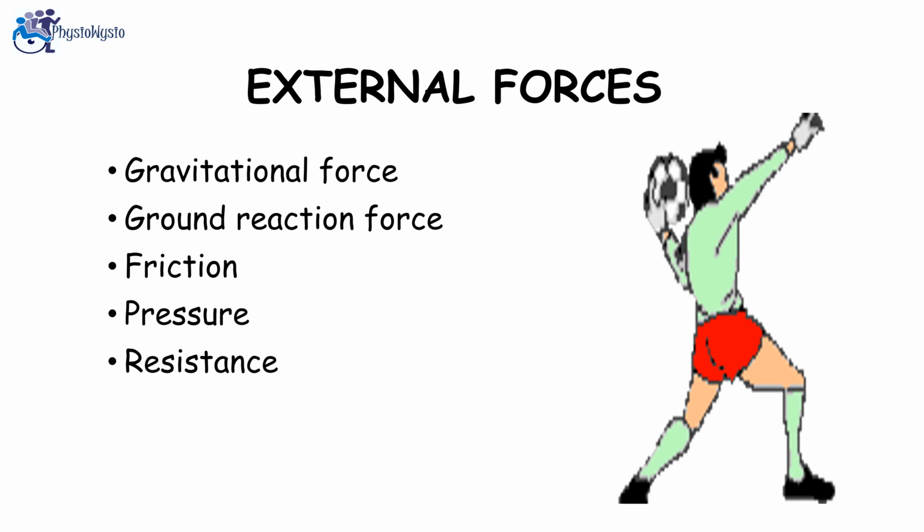The forces acting upon a body externally include gravitational force, ground reaction force, friction, pressure, and resistance. Let me tell you what they actually are. Gravitational force is a force which tends to pull the body downwards. Ground reaction force is a force exerted on the body by the ground. Friction is a force which exists between contact surfaces. Pressure is exerted over the area of contact between two bodies. Resistance is a force like friction which tends to oppose the direction of motion of a body and tends to prevent or slow down the body's motion.